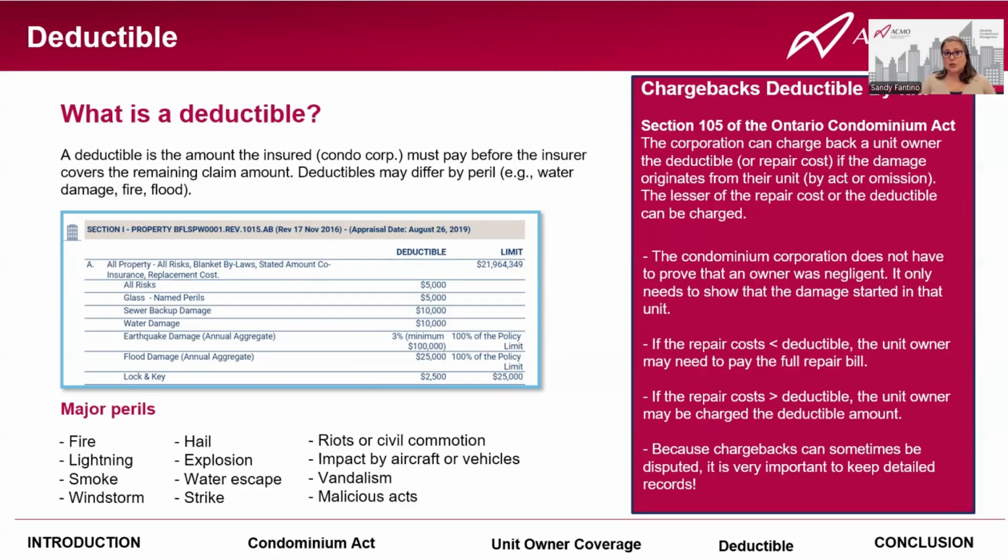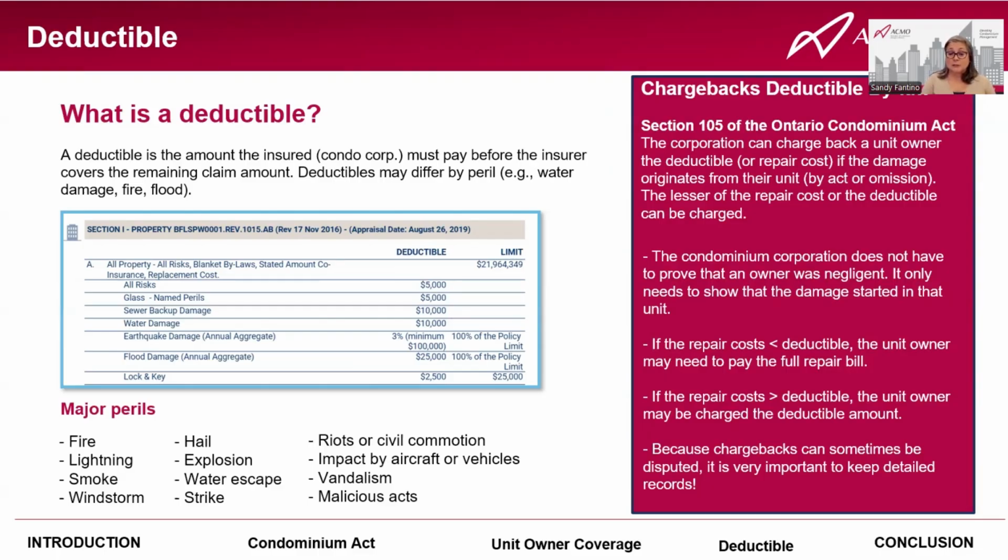Chargeback deductibles. So Section 105 of the Condominium Act says that the corporation can charge back a unit owner the deductible or repair cost if the damage originates from the unit. The lesser of the repair cost or the deductible can be charged. The condominium corporation does not have to prove that the owner was negligent. It only needs to show that the damage originated in the unit.